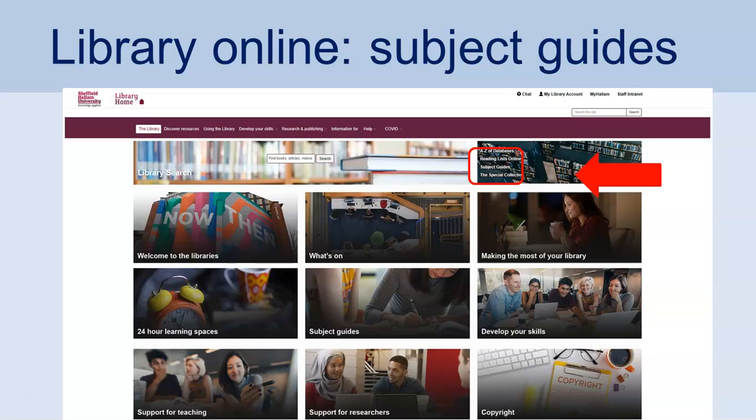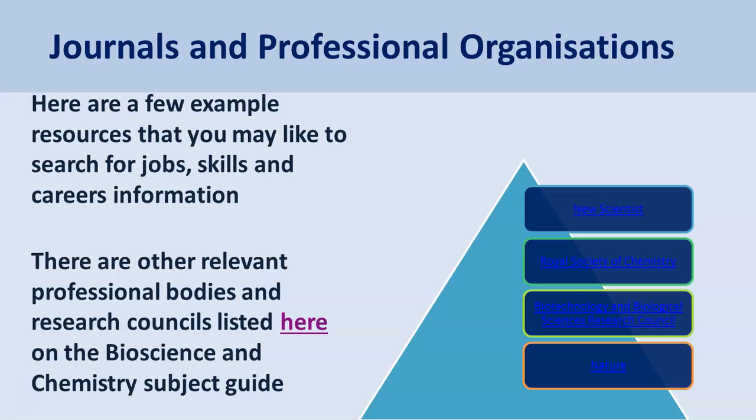Library Online. So you'll see on Library Online, the top right hand side, there's a link there directly into the subject guides. And if you want to have a look at, first of all, maybe resources that show you jobs, skills and careers information, you might want to look at some relevant professional bodies, some journals as well, such as New Scientist and Nature. But there are professional bodies such as the Royal Society of Chemistry, Biotechnology and Biological Sciences Research Council, and those professional bodies and research councils are listed on the Bioscience and Chemistry subject guide, and there's a link there, so when you get these slides you can click on the link and it'll take you through into the Bioscience and Chemistry subject guide.